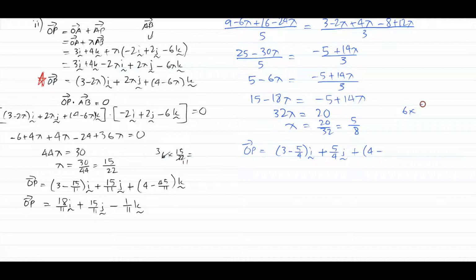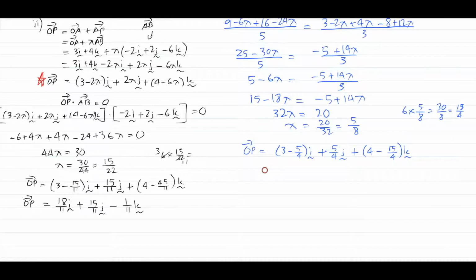So 6 we'll do on the side. 6 times 5 on 8, that is 30 on 8. Divide both by 2 and you get 15 on 4. And there we go. So it's 4 minus 15 on 4 k. And let's do the maths. 3 minus 5 on 4, that is 12 on 4 minus 5 on 4. So that is 7 on 4 i plus 5 on 4 j. And then of course it's 16 minus 15, so that is plus 1 on 4 k. Right, so that is your answer for OP.